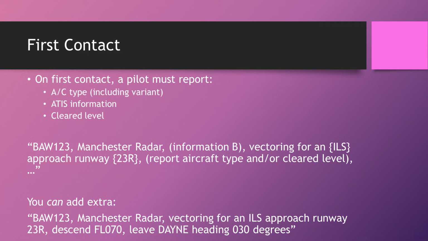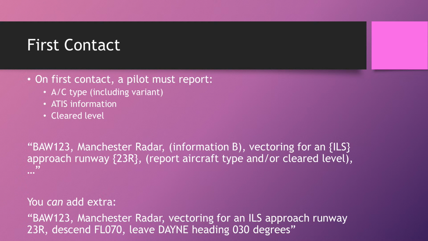So a typical call back to the pilot would be something along the lines of Speedboat 123 Manchester radar, information Bravo, vectoring for an ILS approach runway 23 right, report your aircraft type and cleared level. Basically what we're looking for is the pilot has to report their aircraft type and cleared level. If they don't report that, we need to ask them for it. So the last bit of that phraseology, report aircraft type and cleared level, or report cleared level, or just report aircraft type. The ATIS information, we include where it says information Bravo if the pilot doesn't include it, but if the pilot does, then we just omit it completely.